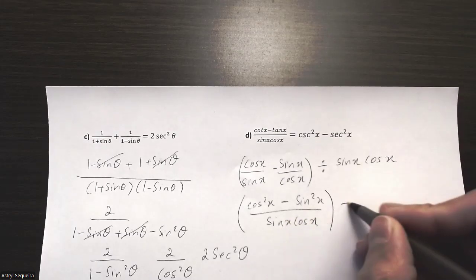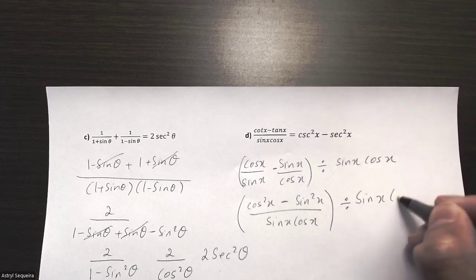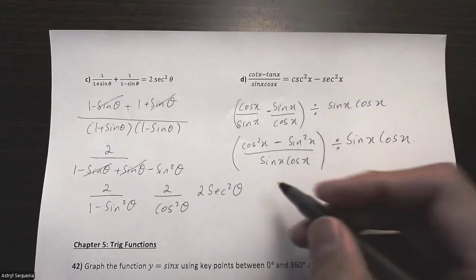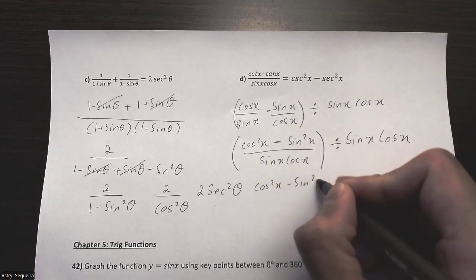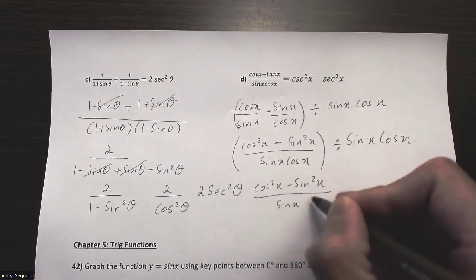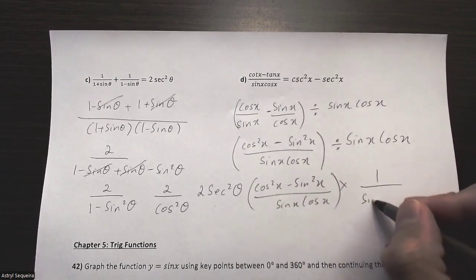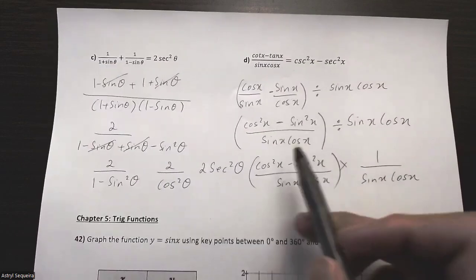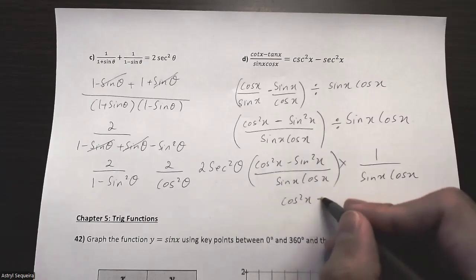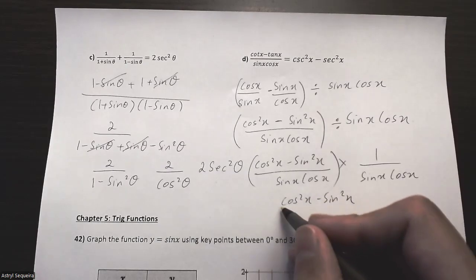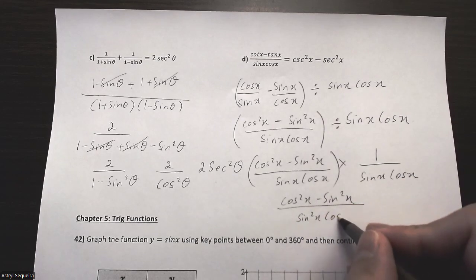Common denominator sine x cos x. Then over here, divided by sine x cos x. Next, I'll turn the divide into a multiply and flip it. Cos square x minus sine square x over sine x cos x times 1 over sine x cos x. I'll multiply top and top, bottom and bottom. So cos square minus sine square times 1 is just cos square minus sine square. Bottom, sine times sine, so that's just sine square x cos square x.